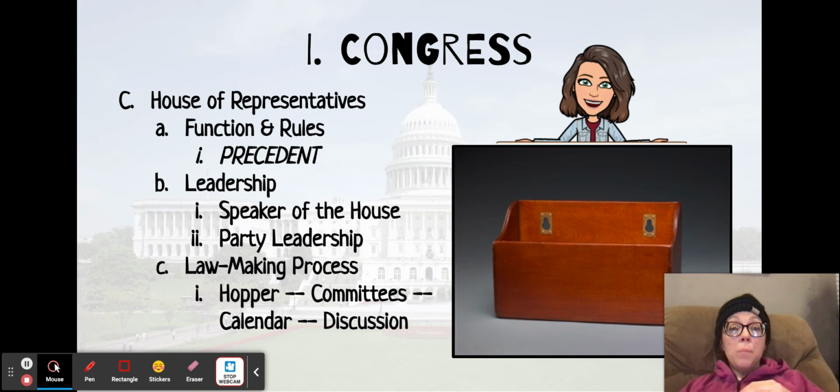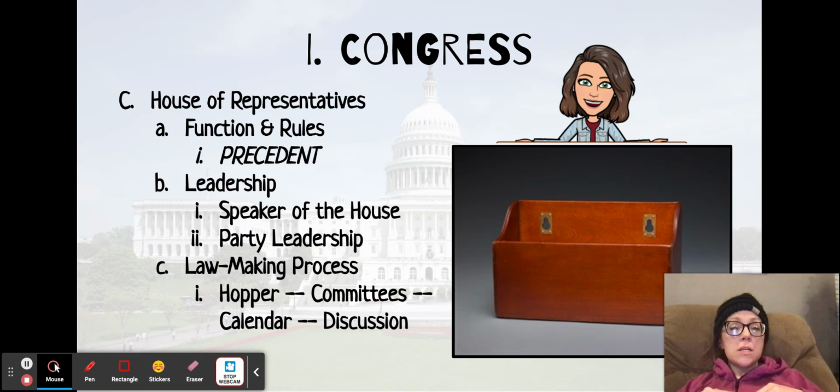We also have party leadership. So in the House of Representatives, the Democrats right now have the majority, which means there are more Democrats than Republicans. So the party leadership is split like this. You have a majority leader and a minority leader. The majority leader is the Democratic leader, and the minority leader is from the Republican Party. Their job is to help further their party's agenda to try to make sure that their bills are on the House floor.